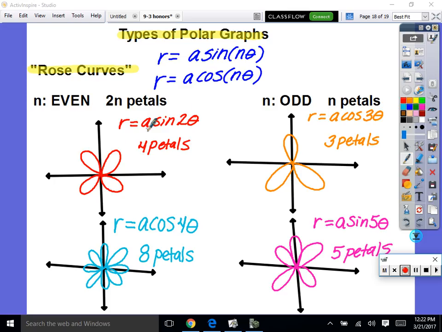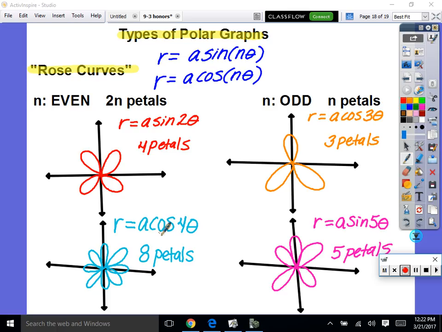So if it was, for example, r is equal to a sine of 2 theta, we're going to have 4 petals, because 2 is even, correct? So you multiply 2 by n, which our n is 2, that would give us 4 petals. Look at it, it's symmetric over the pi-half axis, so it's a sine function. Think about it, if a was 3, our amplitude's 3, that means we would be out to the 3rd tick mark here.